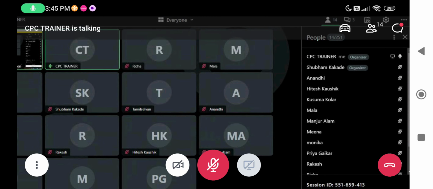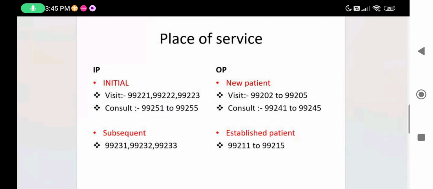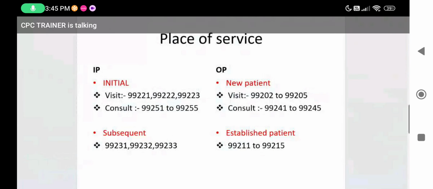Okay, guys. I hope you have completed. So, the place of service. Here I have given two different types of code sets. One is the inpatient code, another is the outpatient code. In inpatient, they are called initial and subsequent patient. In outpatient, we call them new or established patient. So we have two different categories. The new, initial, subsequent, established, everything is the same, guys. Just for the difference in your book, they are given like that, but the meaning is the same.